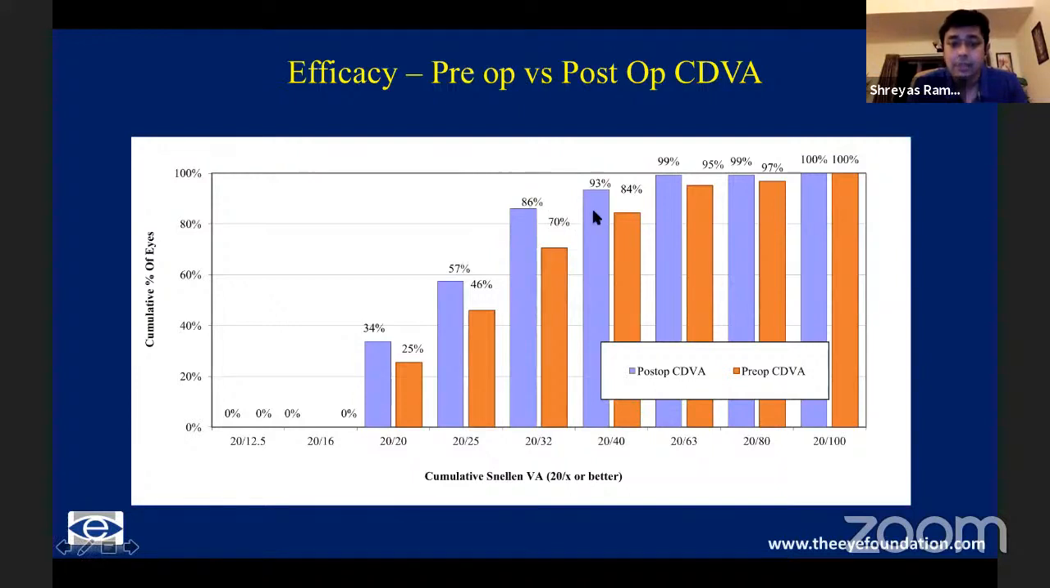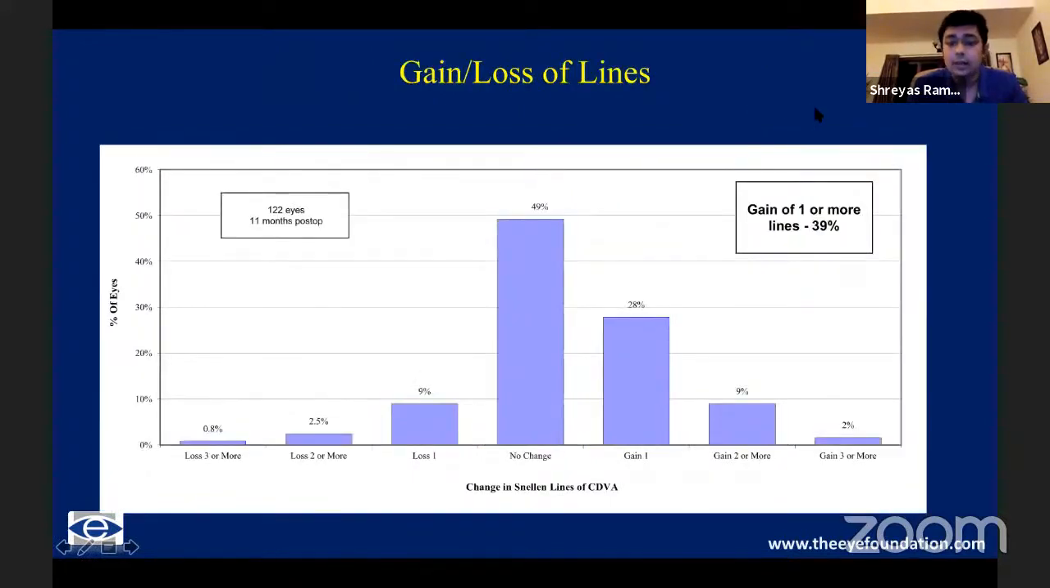Almost 90% of patients had a CDVA of 20/30 or better. A significant number of patients also gained lines of corrected distance visual acuity. As you do see, a number of keratoconic patients also have a high degree of axial myopia, and even in the normal population, they do.